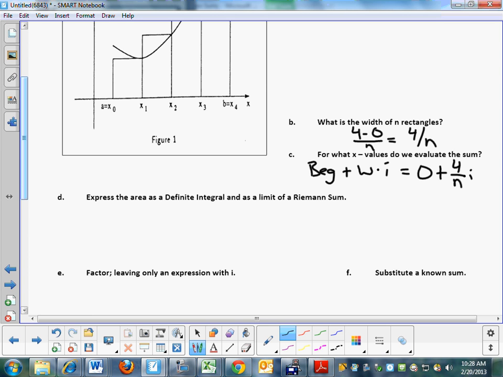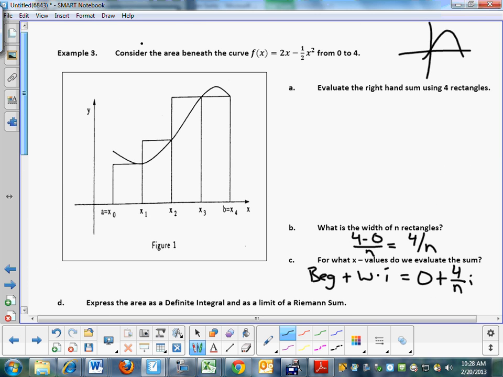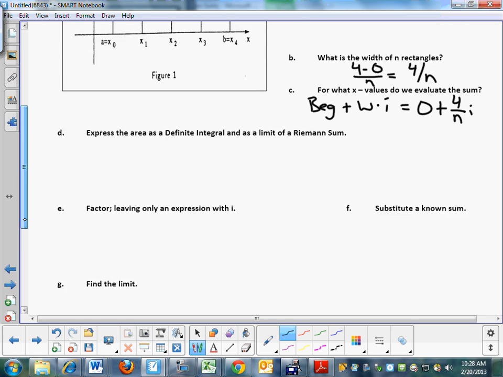Now, the reason why I'm showing you that, you guys, is because on the next example, we don't go from 0 to 4, we go from 2 to 5. So then there, instead of a 0 there would be a 2. And yeah, it gets really messy. We're going to need a lot of time tomorrow to do that.